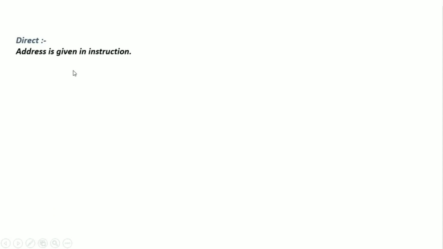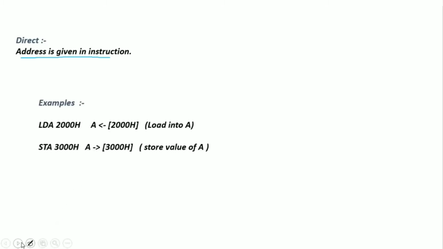The next type of addressing mode is direct addressing mode. Let me use my pen here. The address is given in the instruction. In this addressing mode, the address will be given in the instruction itself. Let me explain using an example. These are the examples.